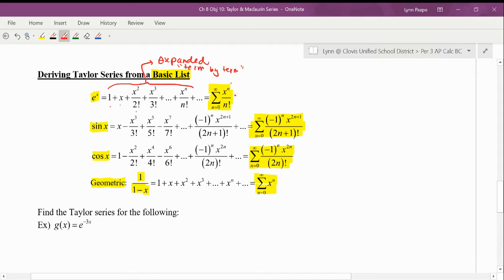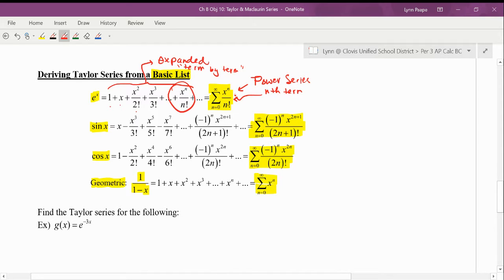And so this is your expanded term by term, and then this is your power series in your sigma form, right? And so this is your nth term that is here, and it should always match there.